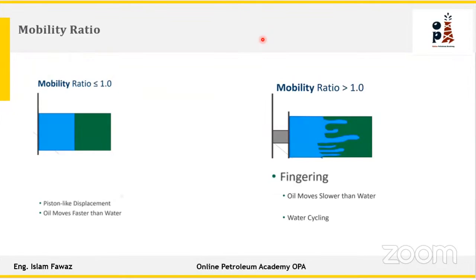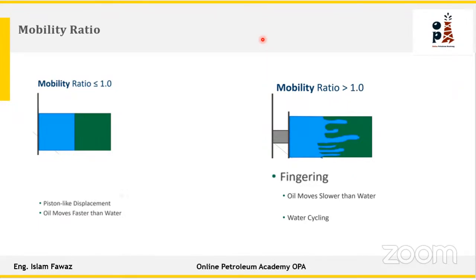If your mobility ratio is one, that means we have piston-like displacement. What we inject, we produce, and the shock wave or the water front is moving steadily in your reservoir. This is the best way to get the maximum from the reservoir.